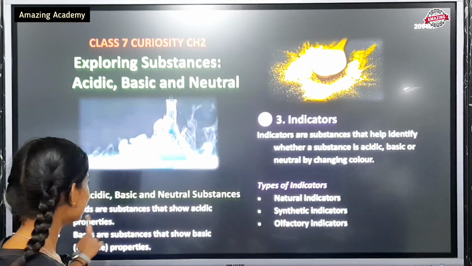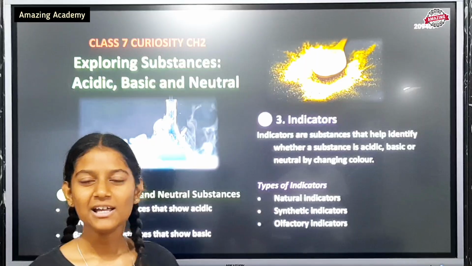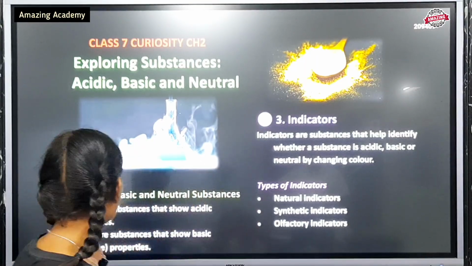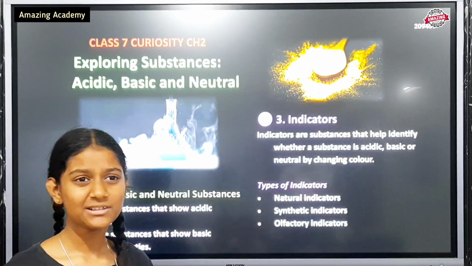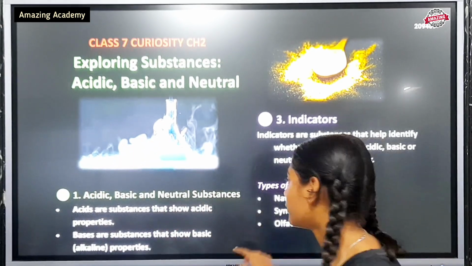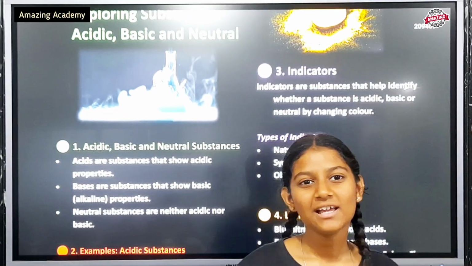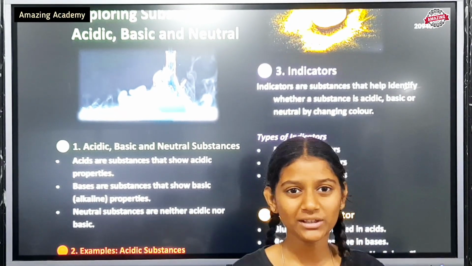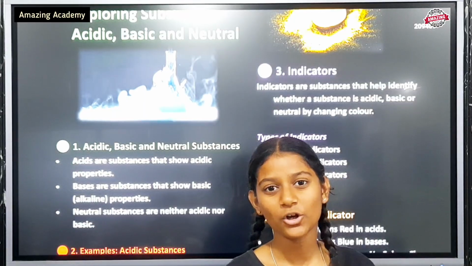Basically, acids are the substances which taste very sour and show acidic properties. Bases are the substances that show basic properties. Neutral substances are neither acidic nor basic. They come between them and don't have any properties of acidic or basic substances.